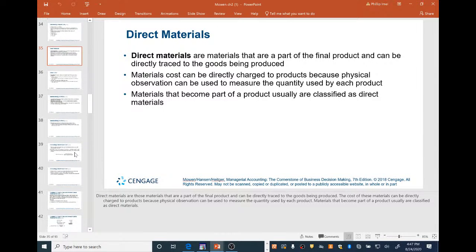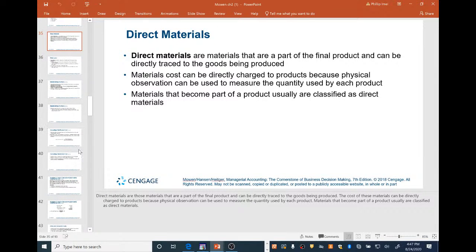So let's talk about direct materials a little bit. Obviously, these are materials that are part of the final product and can be directly traced to the goods being produced. Once again, if we're making furniture, lumber, or the fabrics, the screws, whatever it might be, all that's direct materials, right? Because we know we're buying all this hardware and lumber, and that's all going to be directly put into our inventory or our product, right? So that's direct materials. Materials can be directly charged to products because physical observation can be used to measure the quantity used by each product, like I just said.